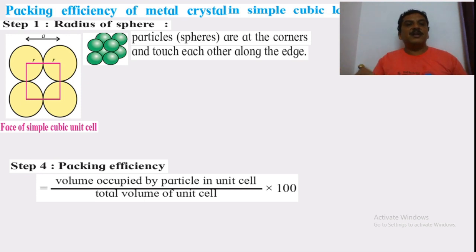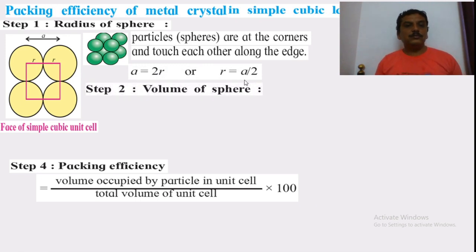The particles are present at the corners and they touch each other along the edge, and this is the face of the simple cubic unit cell. You will see the particles at the corners touch each other, and hence we can write the edge length a is equal to 2r, that is r plus r, hence r is equal to a by 2. Next, the packing efficiency is equal to volume occupied by particles in unit cell.